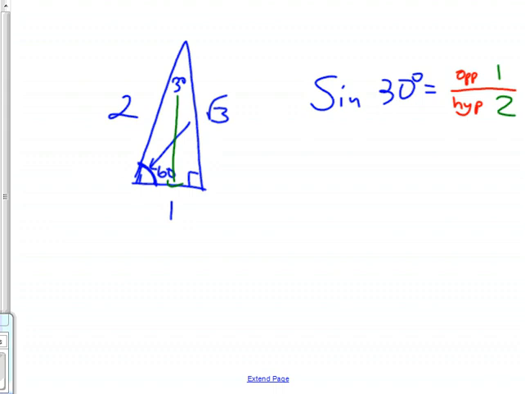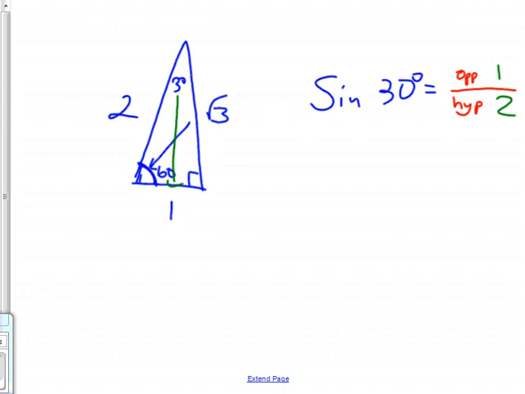If you only are good at degrees, and for the vast majority of kids, I'd say this is the safer bet, have your calculator in degree mode. So when you type in sine of 30, you get 0.5. All right, here's another way to check it. It's not quite as snappy, but cosine of 60. What'd you get? Also 0.5.